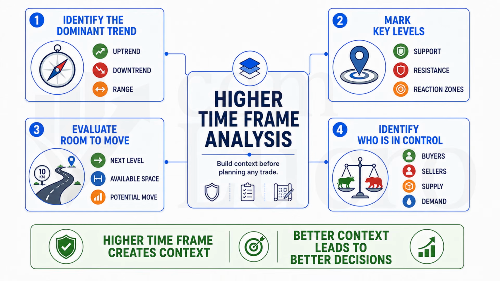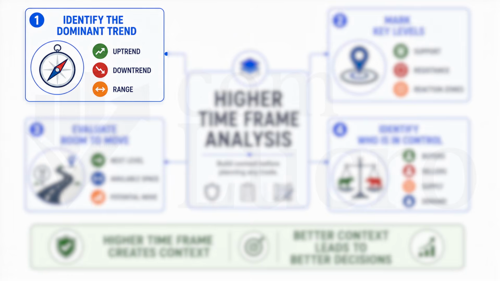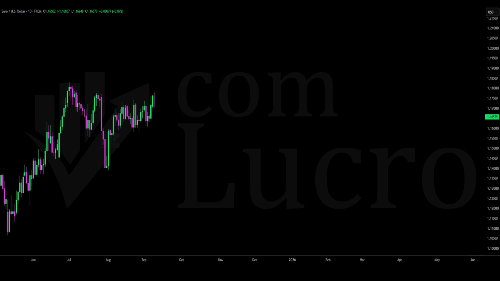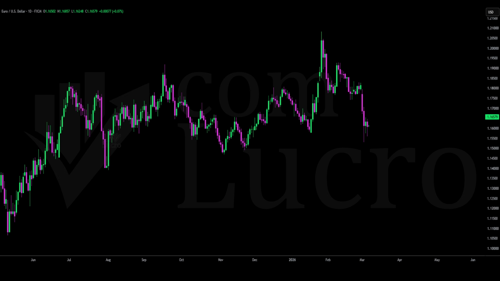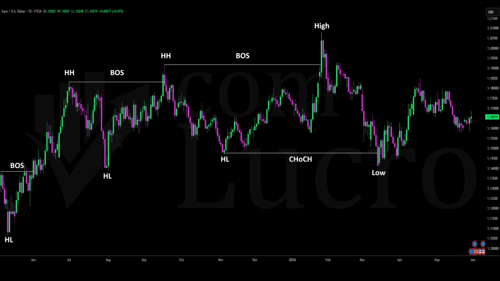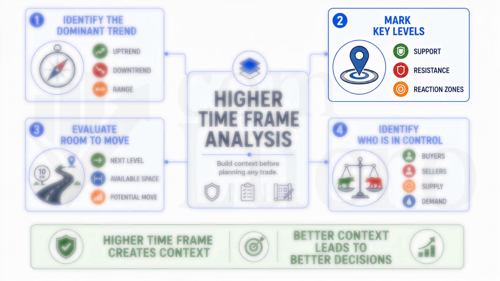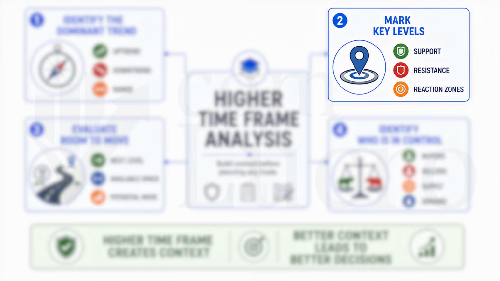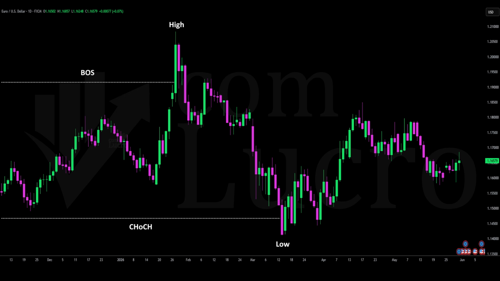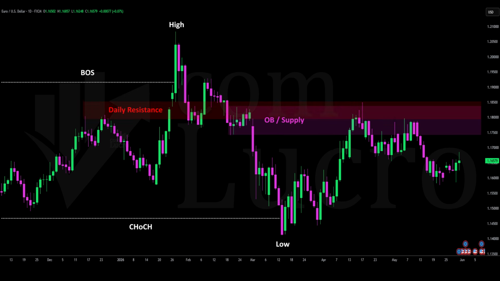The first thing we need to identify is the current dominant trend. Is price in an uptrend, a downtrend, or a range-bound condition? This helps us understand the overall direction of the market. Along with that, we need to highlight key support and resistance levels on the higher time frames, especially on the daily chart. These levels are important areas where price can react, reverse, or break through with momentum.